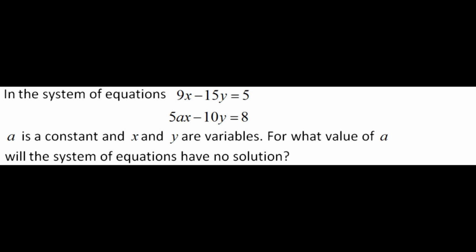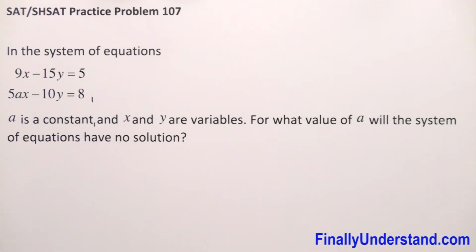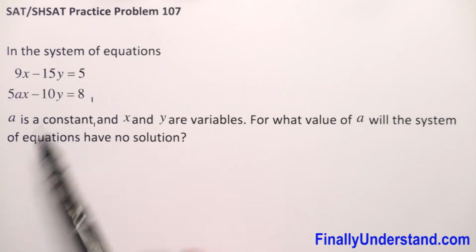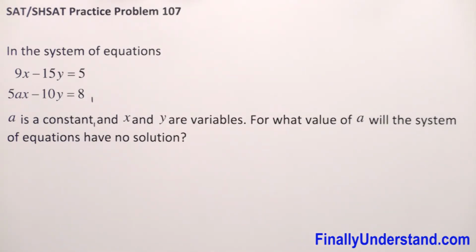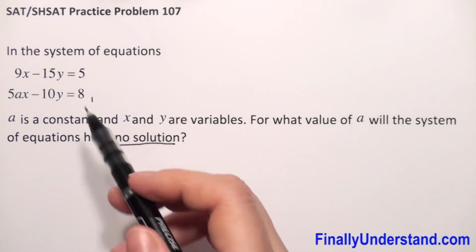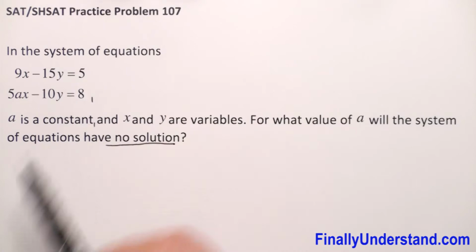In the system of equations 9x minus 15y equals 5 and 5ax minus 10y equals 8, a is a constant and x and y are variables. For what value of a will the system of equations have no solutions? We have a system of linear equations. We know that the graph of a linear equation is a straight line, and we will have no solution if these two lines are parallel.